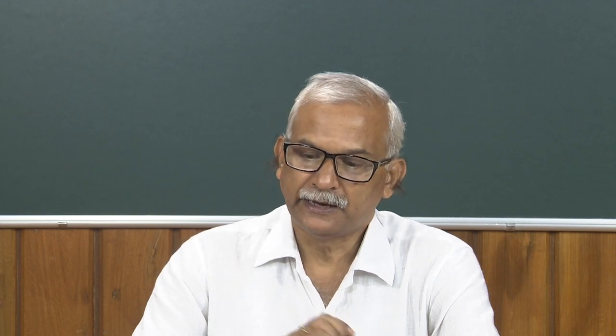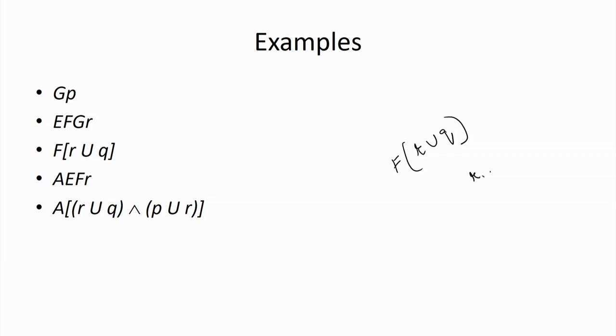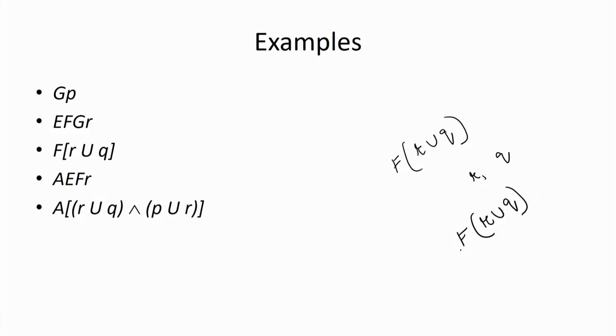Now, in this particular case, say R and Q are atomic propositions. So, we can treat them as CTL formulas. When I come to R until Q, then it is a temporal formula, no doubt, but it is not a CTL formula, because this until operator is not preceded by any path quantifier. Okay. And after that, I am getting F R until Q. Again, it is a temporal formula, but it is not a CTL formula, because again F is not preceded by any path quantifier. So, it violates this rule.